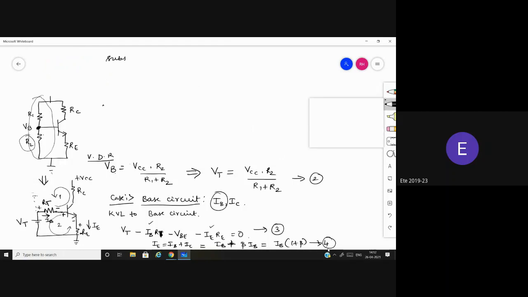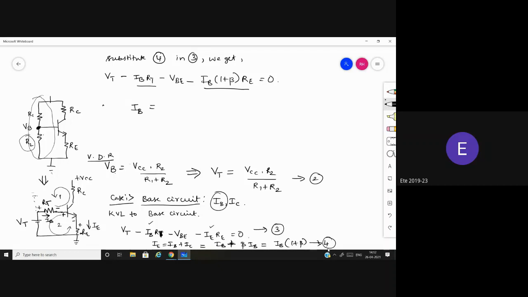So substitute equation 4 in 3. So we get Vt minus IB RT minus VBE minus IB into (1 plus beta) RE is equal to 0. Now rearrange this equation by taking IB common. When I take IB common in these two, shift these two terms on this side, these two this side, and take IB common.